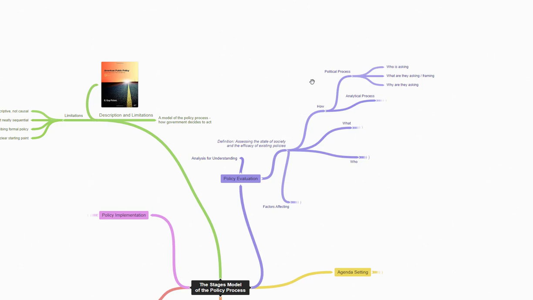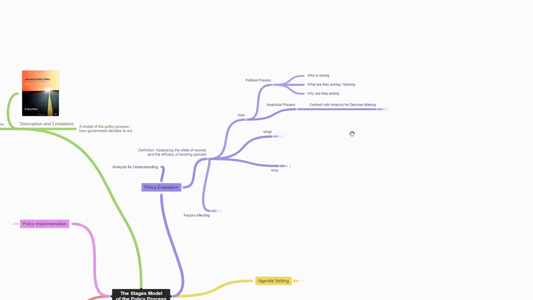And if they're looking at poverty, there's an analytical piece to this, right? The analysis for understanding is different from analysis for decision making. We'll get to analysis for decision making in our 3rd stage, the policy analysis and formulation stage. Here we're just trying to understand the state of society. And so what we do is we focus on understanding a situation more than reaching some conclusion.